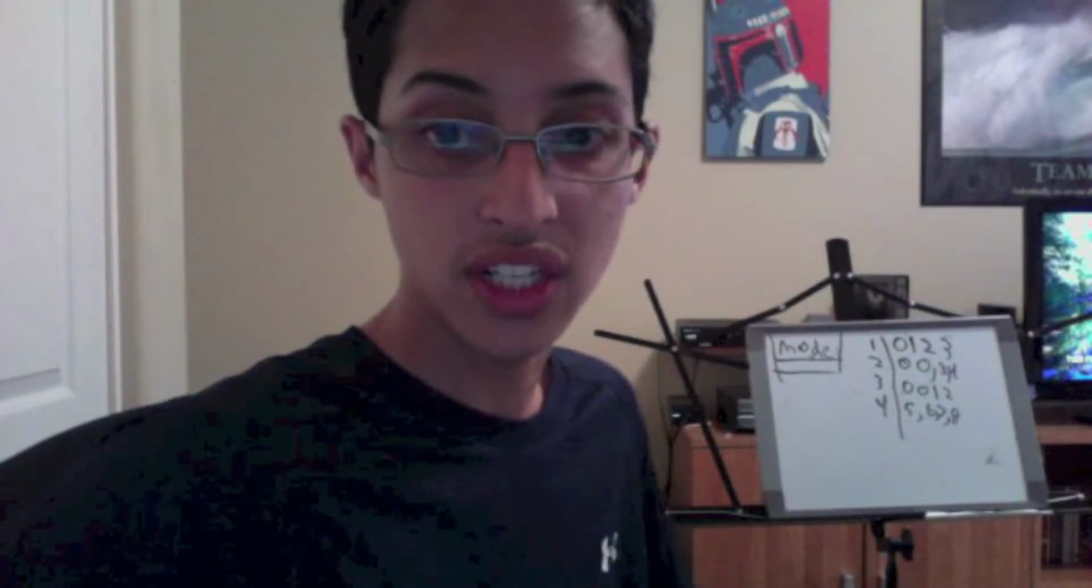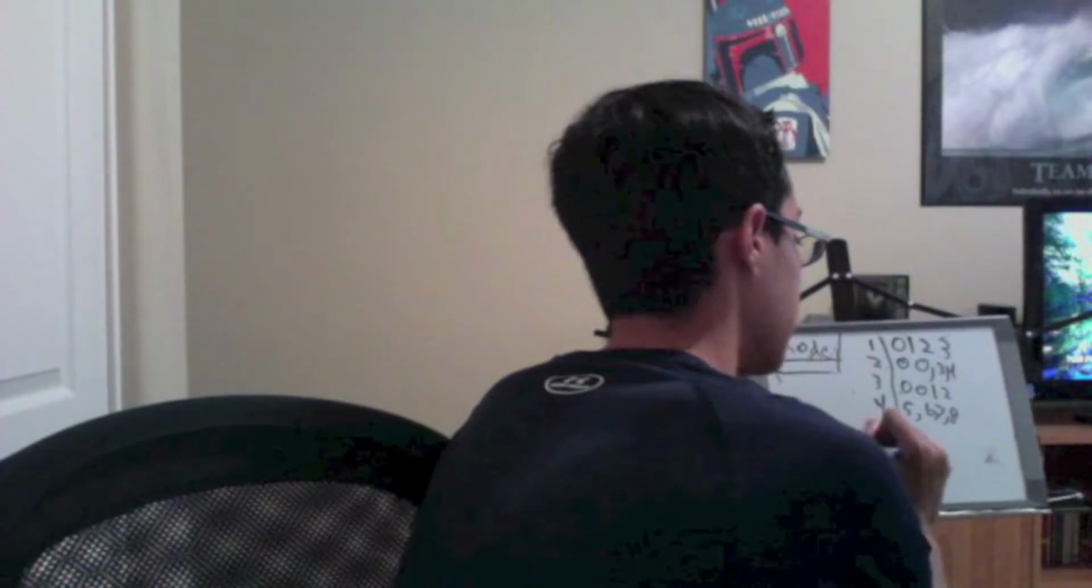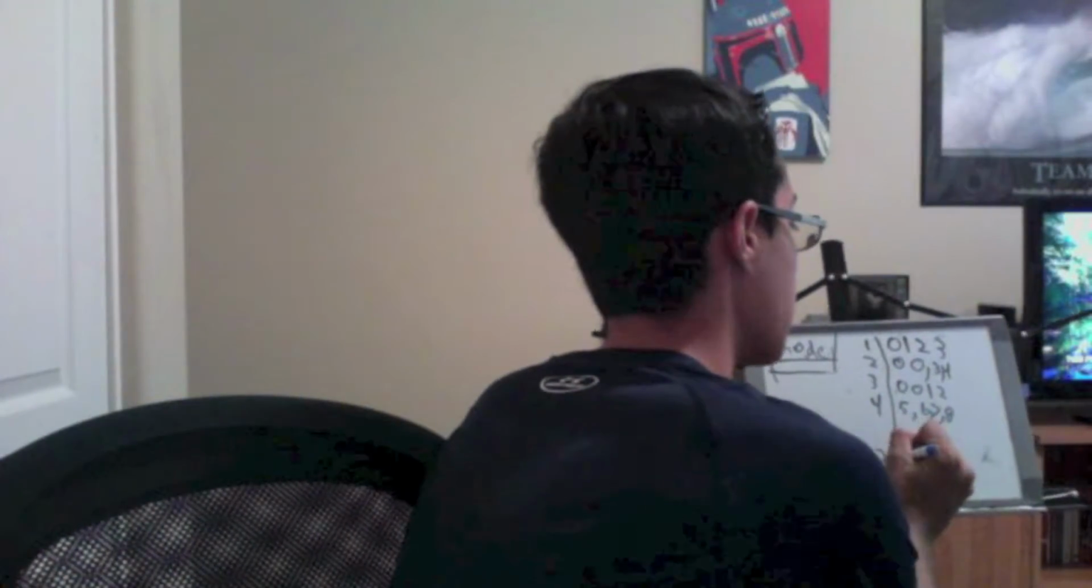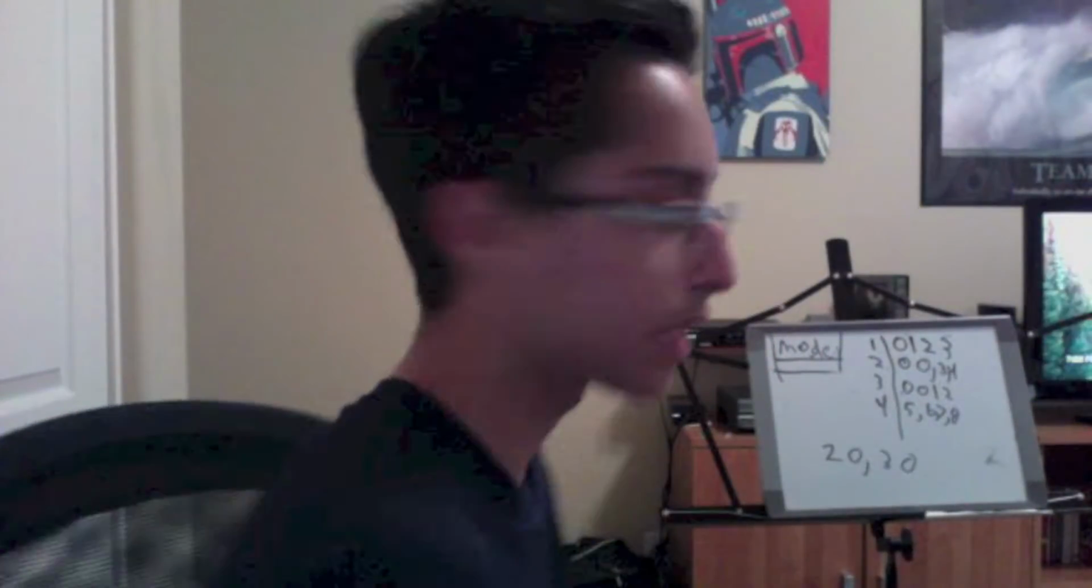So, in this situation, it's just to check how many numbers of the same are there. So, 20 would be 1, and 30. That's how you'd find the mode from a stem and leaf plot.